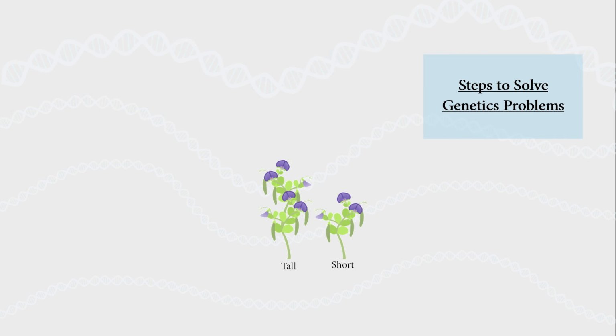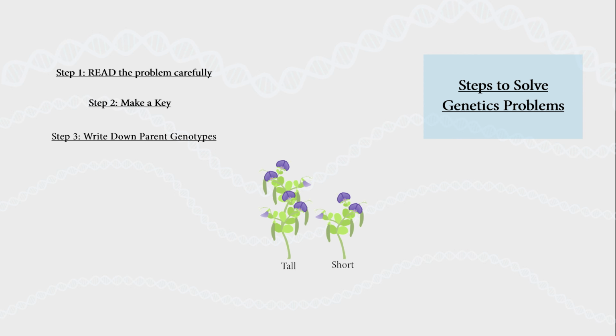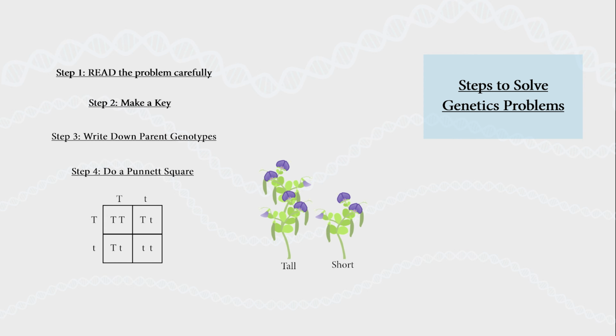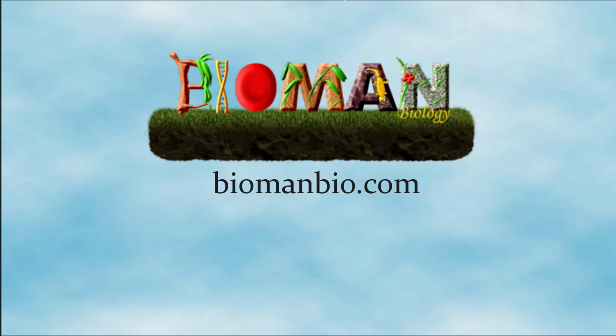Let's recap. To solve any simple genetics problems using a Punnett square, follow these 5 steps. 1. Read the problem carefully. 2. Make a key. 3. Write the parent genotypes. 4. Do a Punnett square. 5. Analyze the results. Remember, the process is the same whether you're asked for ratios, percentages, or probabilities. That's it. Now you know how to solve basic genetic problems using Punnett squares.